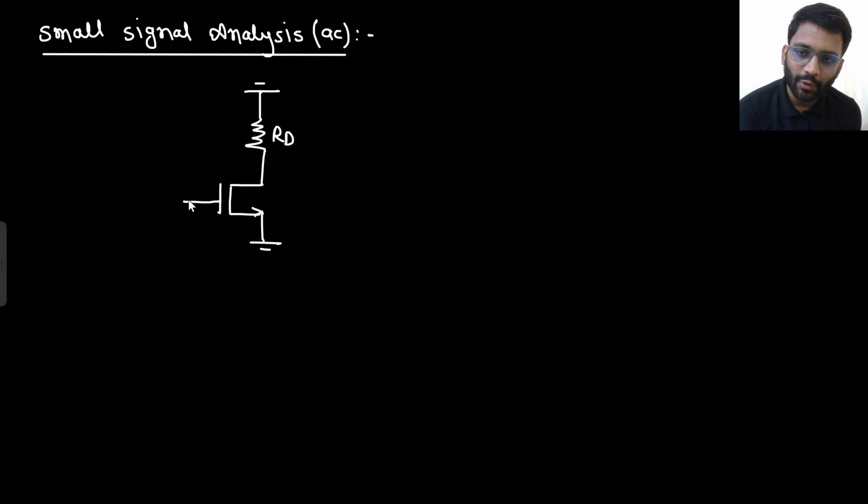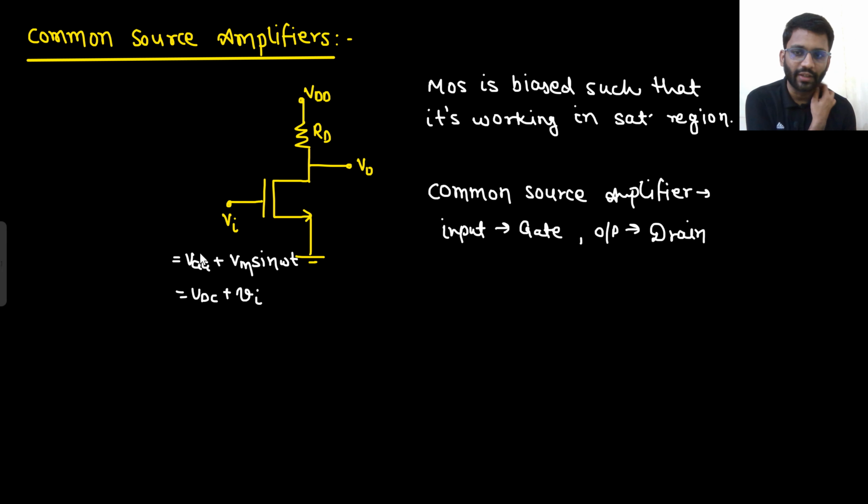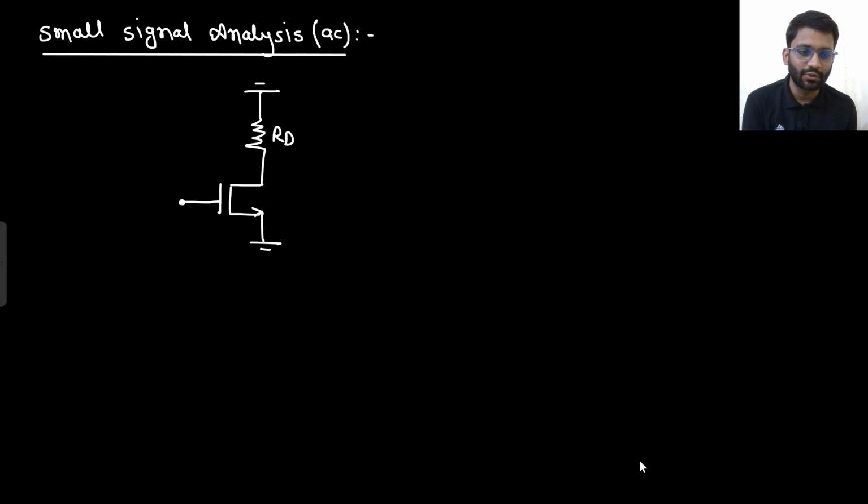Now tell me, at the input what will you get? Capital VI or small vi? Small vi. Why so? Because VGG is also shorted. This is also DC, so VGG is also shorted. So only small vi you are getting. And this is also your small signal output. We are not collecting DC output. We are not talking about DC. Only AC output we are talking about. Everything is AC here, since VDD is shorted.